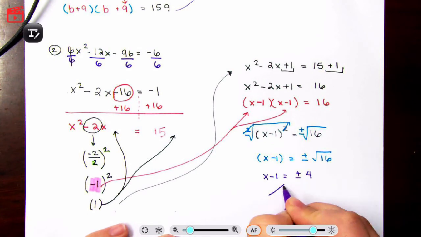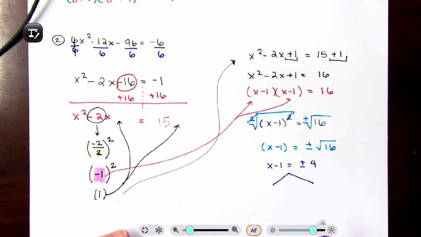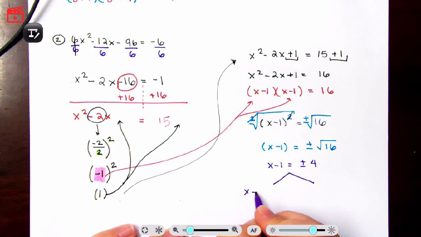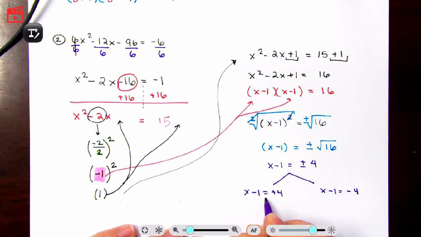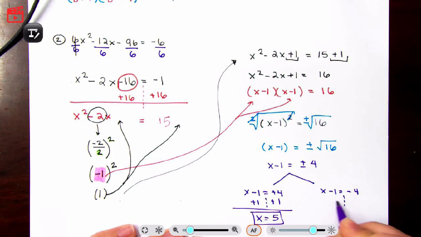We're going to separate out into 2 separate equations, just like we did in the previous example. X minus 1 is equal to a positive 4. X minus 1 is equal to a negative 4. We're going to solve this for x. So I have plus 1 plus 1. X is equal to 5. And here I have plus 1 plus 1. X is equal to a negative 3.